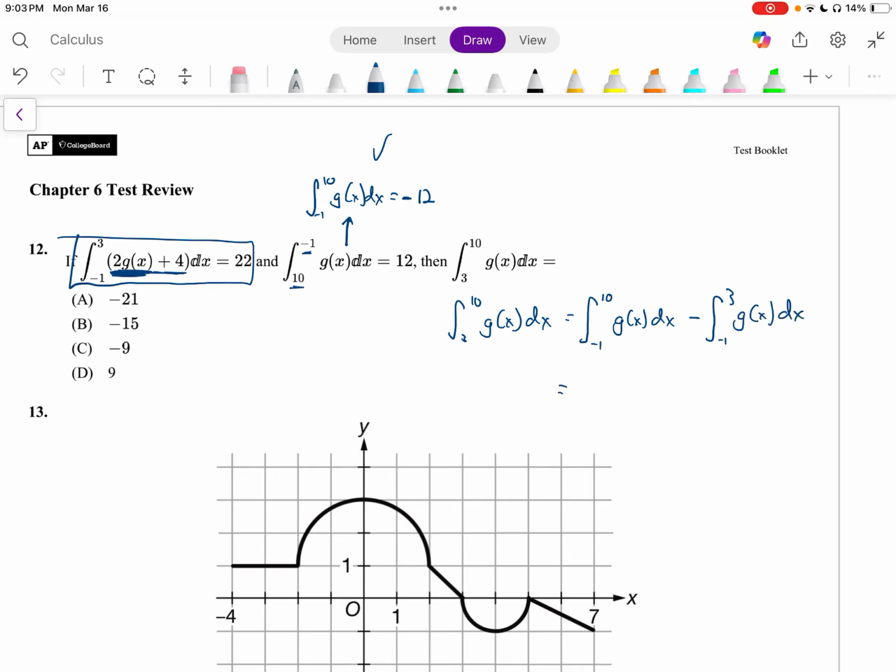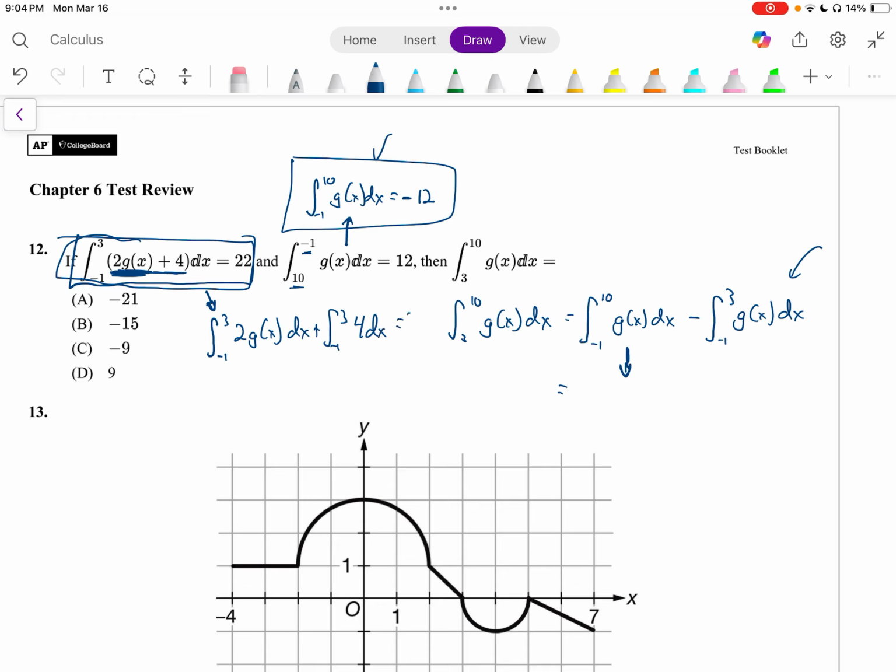So we already know that this is -12. That's right here. And so we need to find this thing over here, which is related to our first part. So let's separate this out some by our rules of integrals. So we can think of this as the integral from -1 to 3 of 2 times g of x dx plus the integral from -1 to 3 of 4 dx, and we know that's equal to 22.